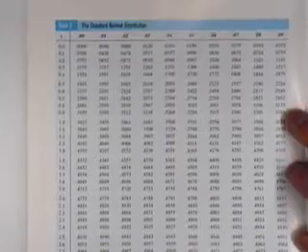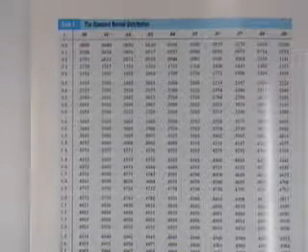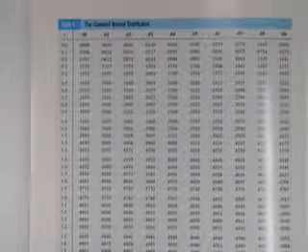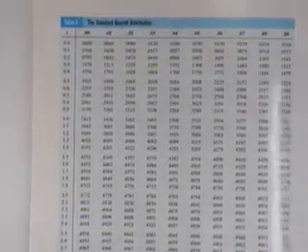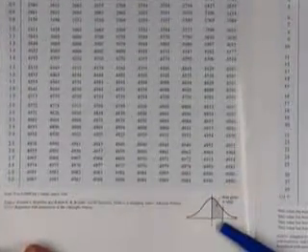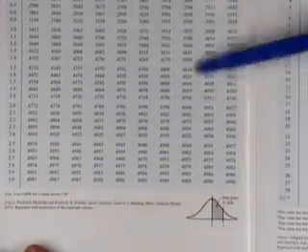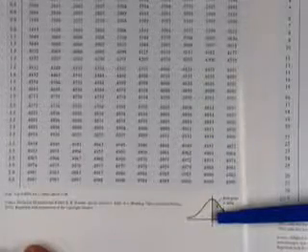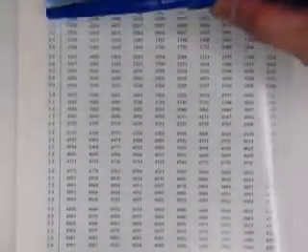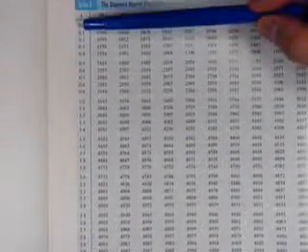In this standard normal distribution table, the top row and the very left column are references for the z value. Over here, this part tells you the area, this shaded area. This top row is a reference for the second decimal place of the z-score, and this first column gives you the reference for z up to the first decimal place.